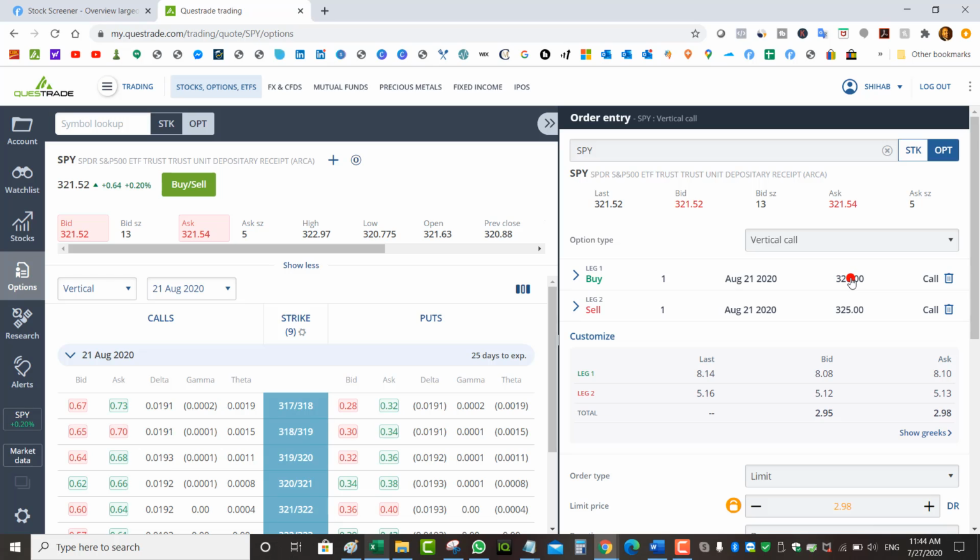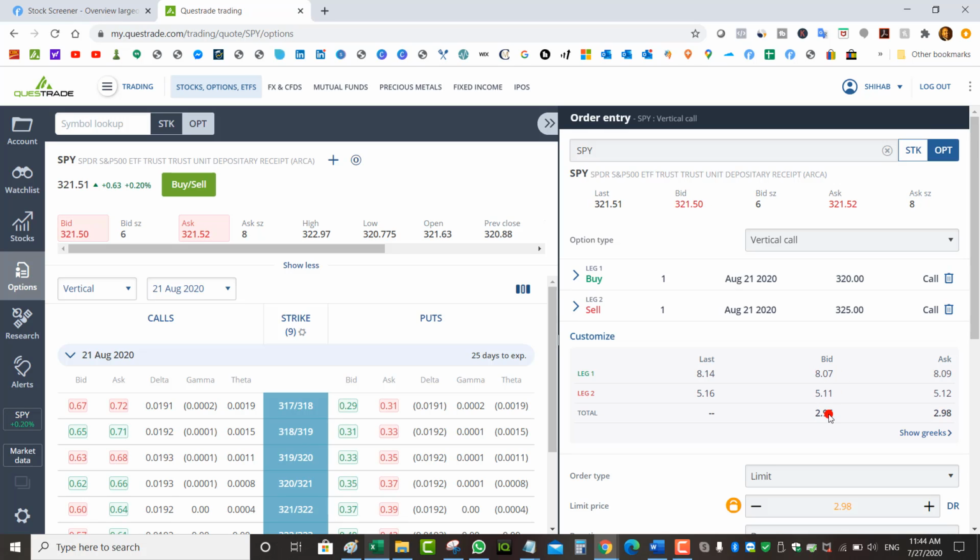So the 320 strike is $5 in the money, so it's going to be worth $5. And the 325 strike is going to be worth $0, because if the stock closes at 325, then my 325 strike is worth $0. Net combination, my max selling price will be $5: 5 minus 0.